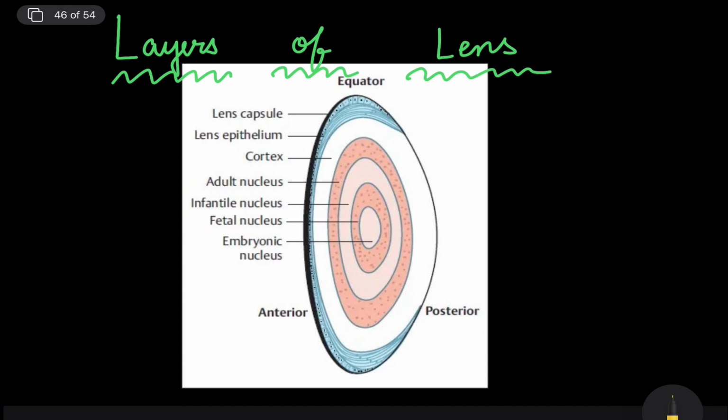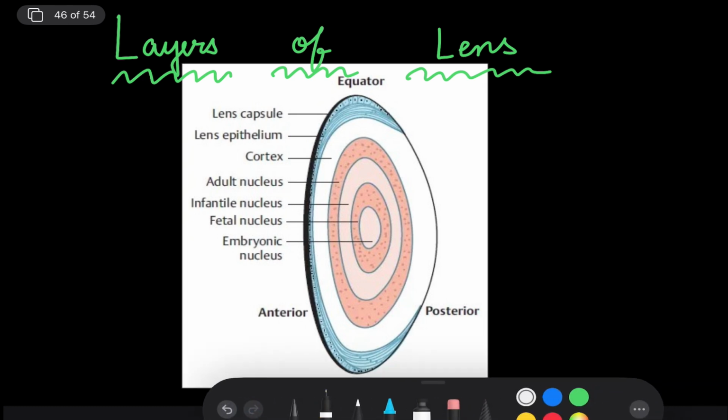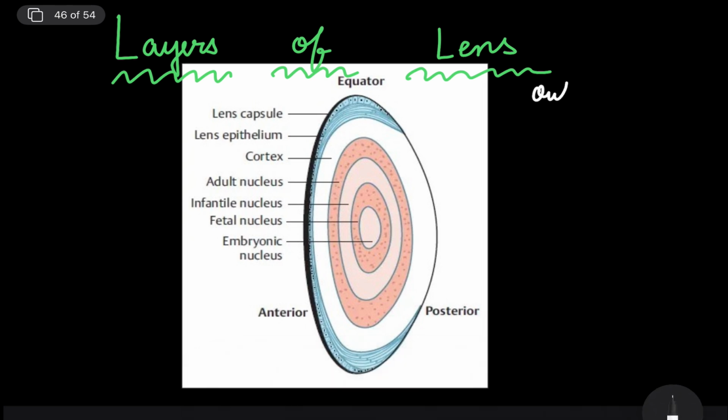This immediately reminds me of an onion. Yes, the different layers of an onion. Just like an onion has different layers which come peeling off, the layers of the lens also are similar to each other. So, what exactly? Let's start very simple. What is the outermost layer of the lens? The outermost layer of the lens is something called the capsule.